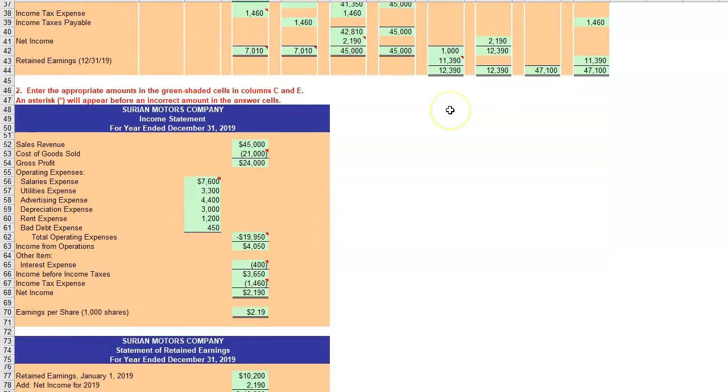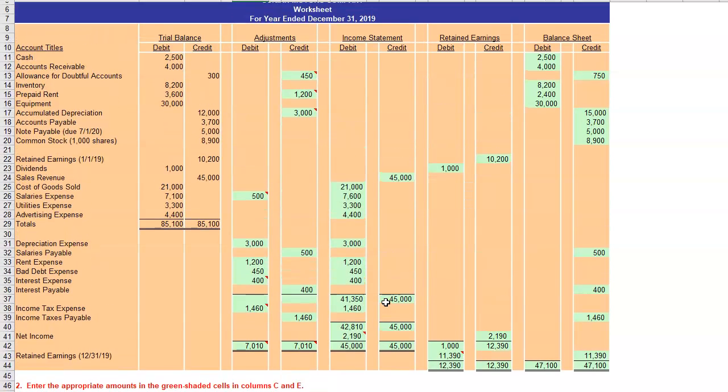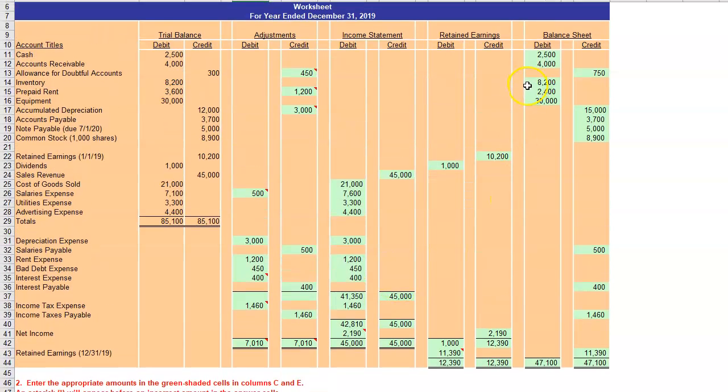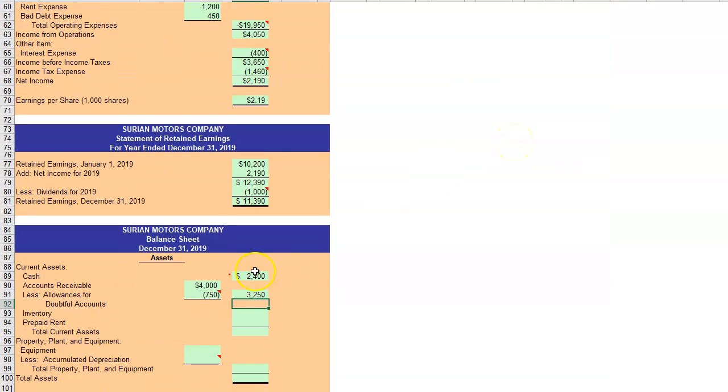So 24,000 and 750. 4,000 minus 750. Obviously, I copied cash wrong. I'll check that in a minute. Remember, allowance for doubtful accounts is a contra asset, so you subtract. All right, so we need inventory and prepaid rent. Cash is 25,082 and 24.